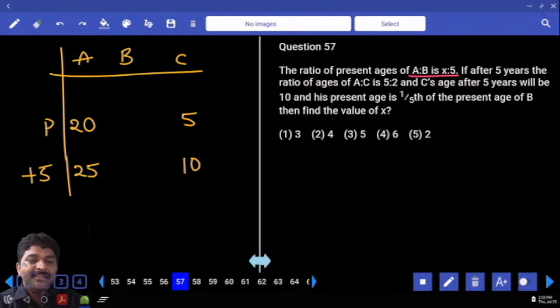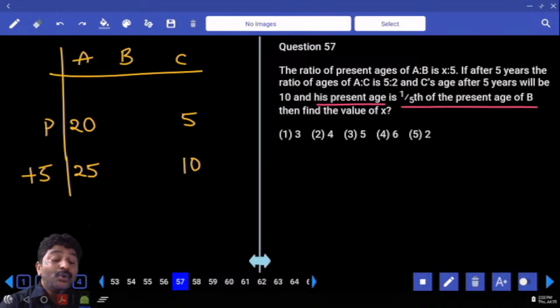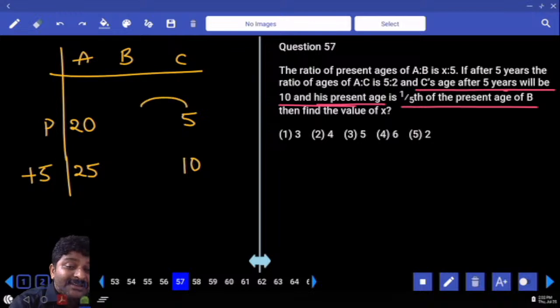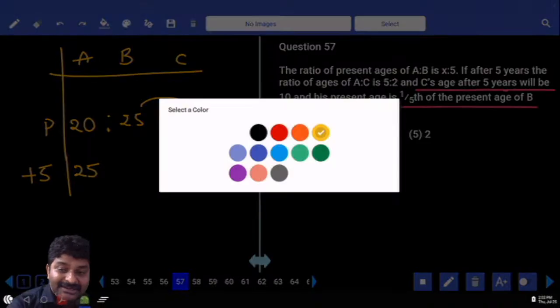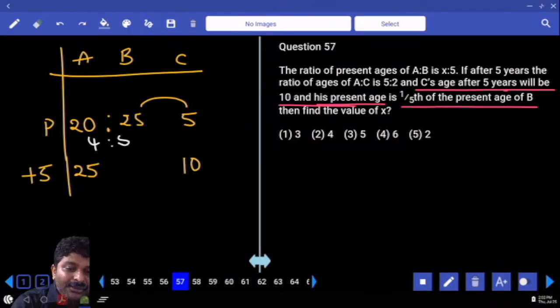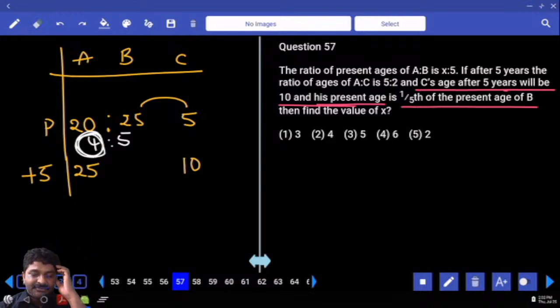Understood? But this has to be calculated in ratio, so we can't give the answer yet, right? Next, his age is 1/5 of B's age. Whose age is 1/5? C. Earlier they were talking about C. So age of C is 1/5 of B's age. Then B's age will be 5 times C's age only. 5 times of this number, 25. If you now calculate ratio between A and B ages, that will be 4 is to 5. And this is what X value, right? X is equal to 4, second option.